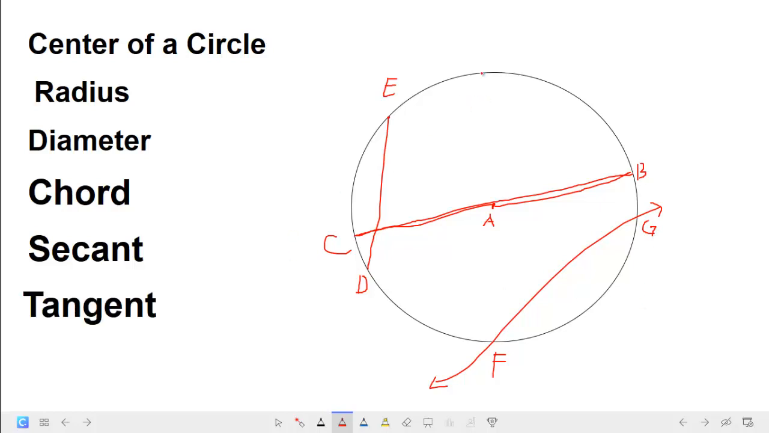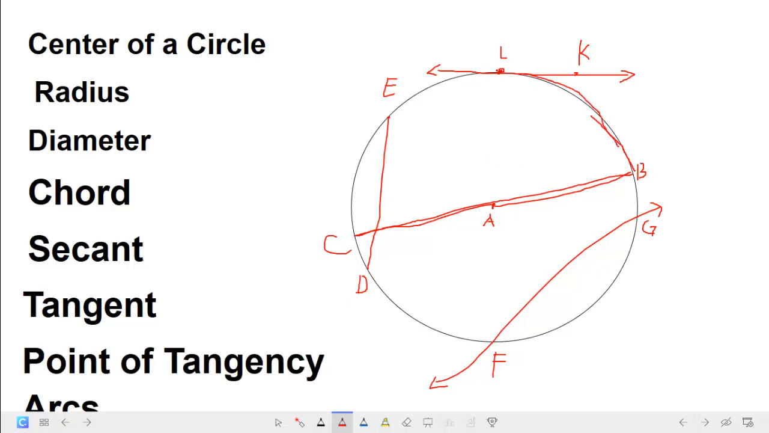And we have a tangent. A tangent is a line that intersects one point on the curve of the circle. For example, this is L and this is point K. So we write line LK as a tangent line. We have also the arcs. This is an arc; we do not call it a curve, this is an arc. And the point of tangency is here. That is where the tangent line passes through the arc of the circle.